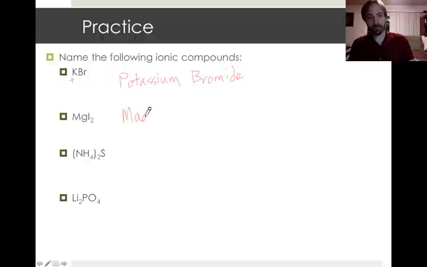Here we have magnesium. That's our cation. It's our metal. And then it's combined with the non-metal iodine, which we're going to change to iodide. Okay. Here we have a polyatomic serving as our cation. NH4 is ammonium. Okay, and then it's combined with the anion or non-metal sulfur. So we take the sulf and then we give it that "-ide" ending.